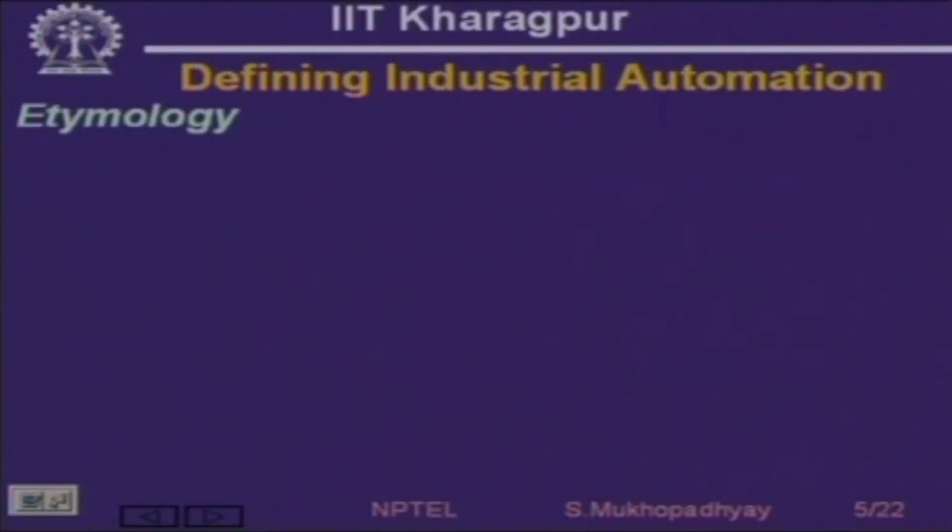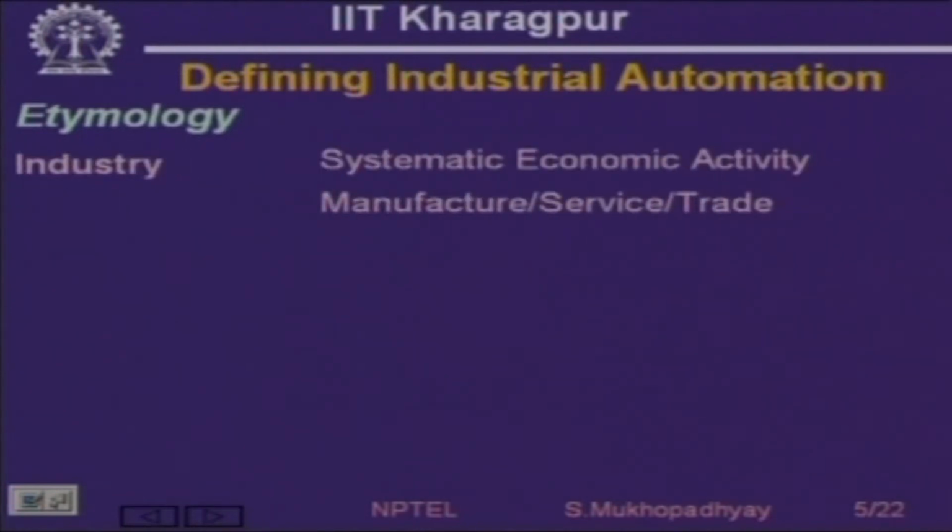Now, before we actually plunge into the lesson, let us first of all define industrial automation, and my experience says that a very good way of defining anything is to go to a good dictionary and try to find out the meanings of the words which constitute the term. So, let us look at the etymology of the name industrial automation. So, what does industry mean? In a broad sense, an industry is nothing but a systematic economic activity. Now, economic activity means what? Economic activity may be related to manufacture, it may be related to service, or it may be related to trades.